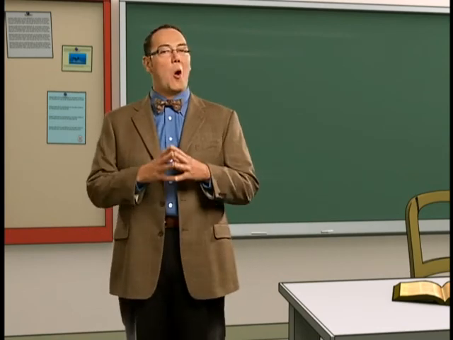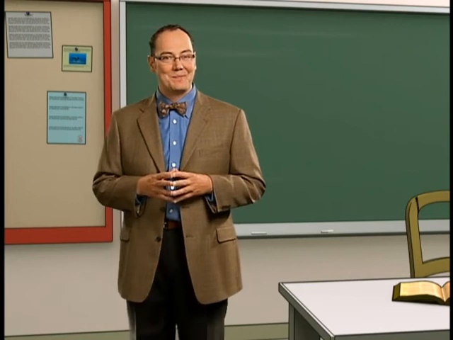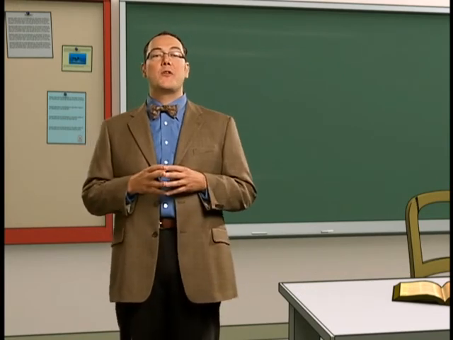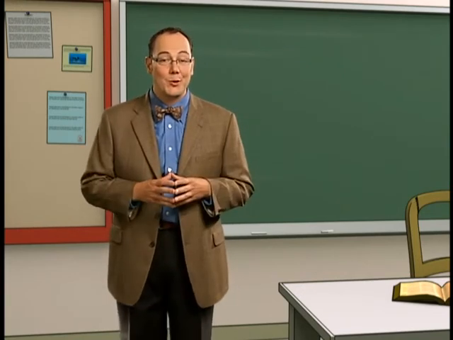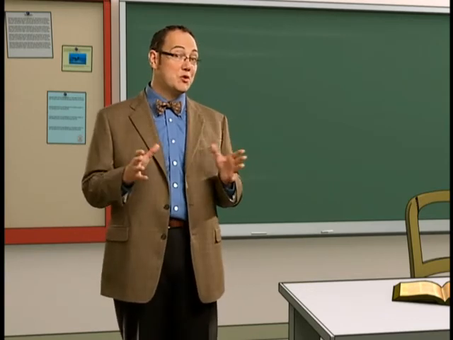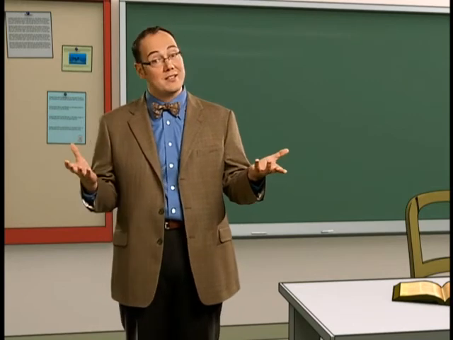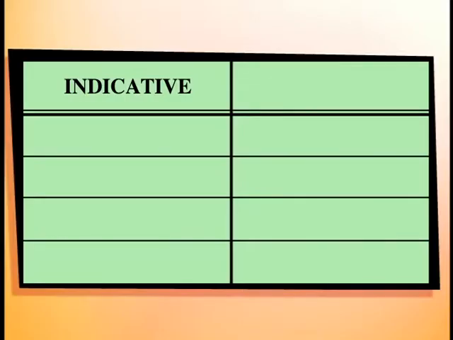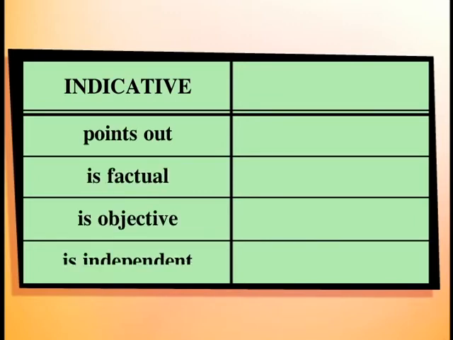We've already learned all the forms of the indicative in Spanish. Today, we're going to learn the verb forms for the subjunctive mood. But first, let's make sure that we know exactly what those two terms, indicative and subjunctive, mean. The indicative mood indicates or points something out. It is factual, objective, and can stand alone.